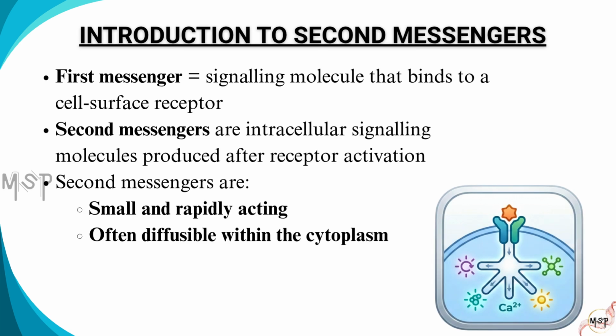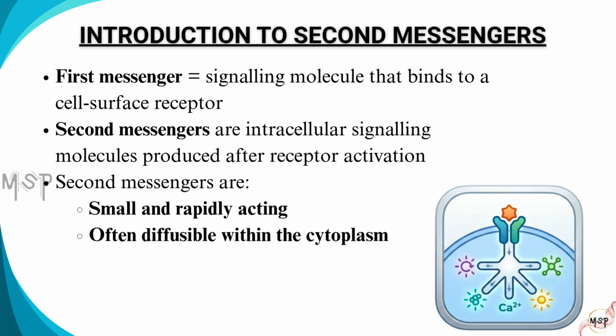When a signaling molecule binds to a receptor on the cell surface, it acts as the first messenger because it remains outside the cell. Its role is to initiate communication at the plasma membrane. However, this information must be relayed to intracellular targets located throughout the cell. This is achieved through a group of intracellular signaling molecules known as second messengers.